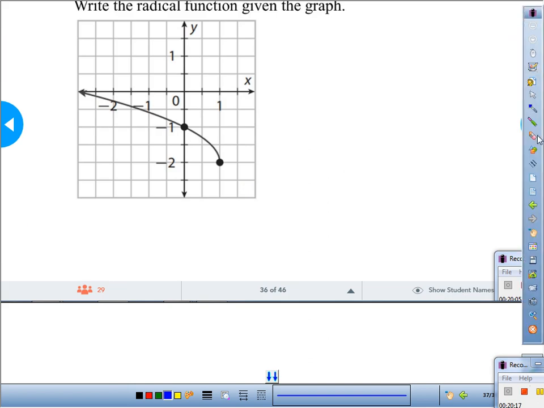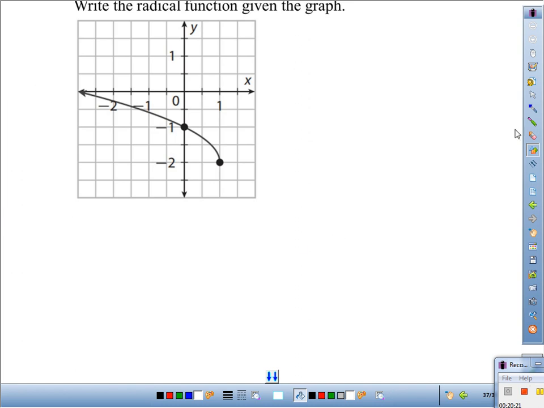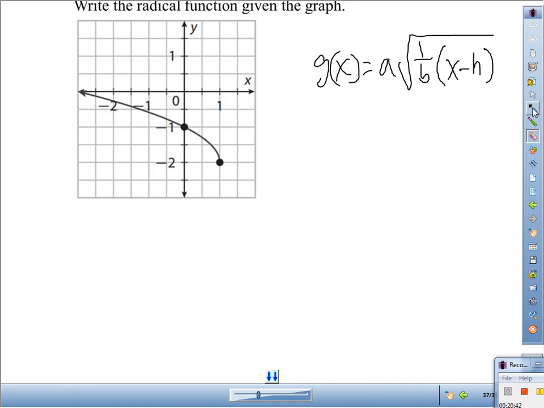First things first. This is going to look pretty fast because we already did writing functions, but using, I remember when we got to the cubic function. You guys remember these? So first thing I'm going to write my general form. G of x equals a radical 1 over b, parentheses, x minus h, close parentheses, and outside the radical plus k.